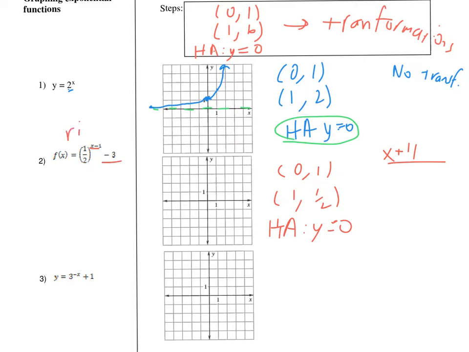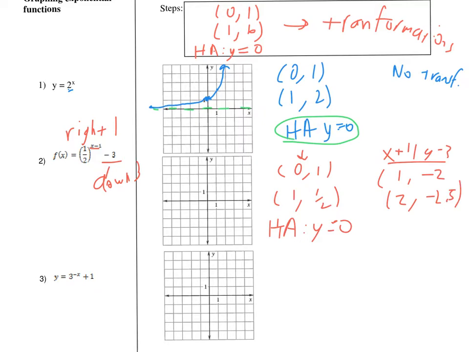So actually, why don't I label that? This is going to be a right 1 shift, and this is going to be a down 3 shift. And so I'm going to do y minus 3. So I'm going to take all my x values and add 1. And I'm just going from these points back here. And I'm going to take my y values and subtract 3. So 1 minus 3 is negative 2. And then 0.5 minus 3 is negative 2.5. If you prefer it like that, I think that's fine.